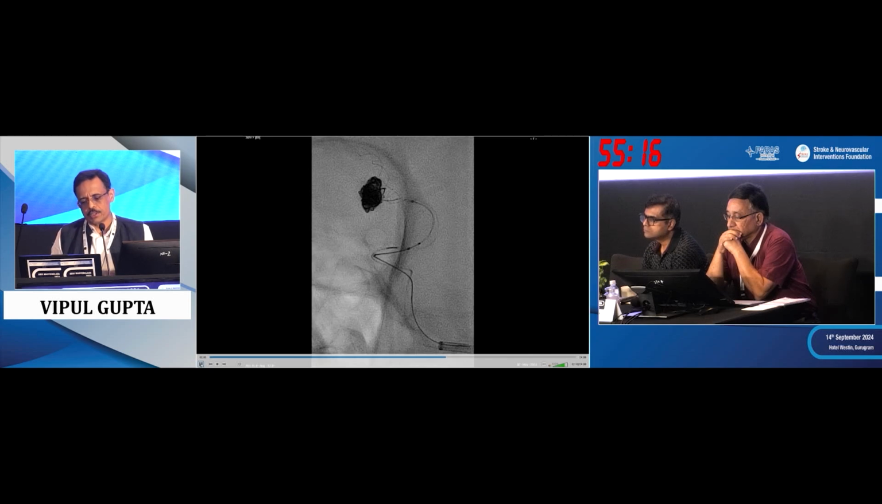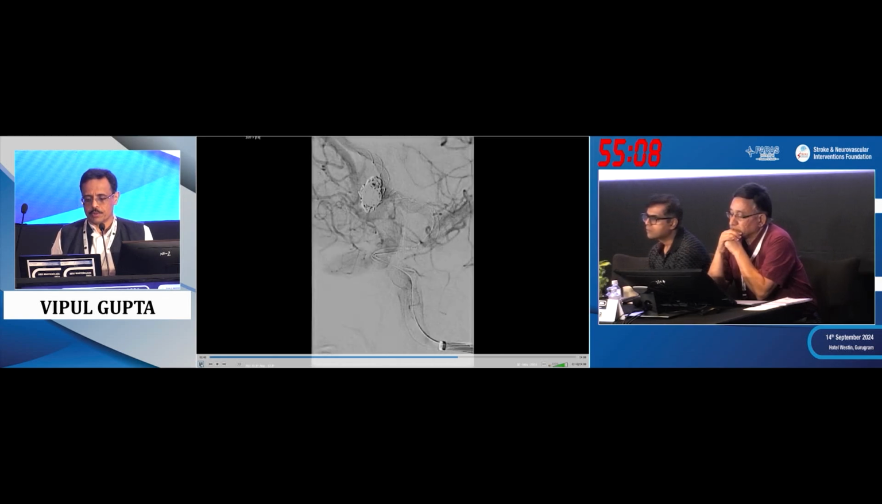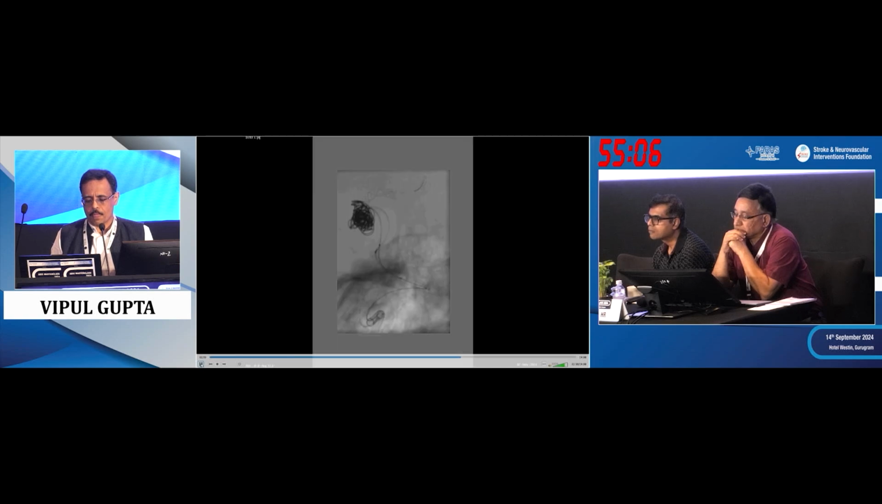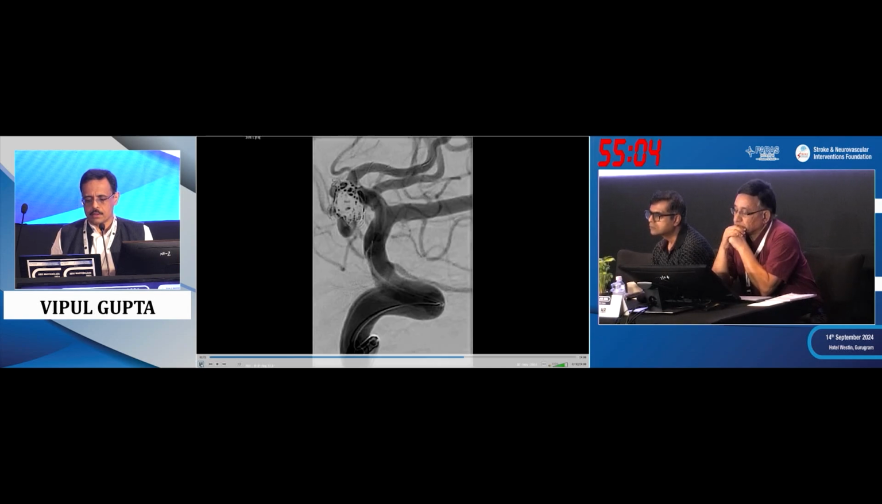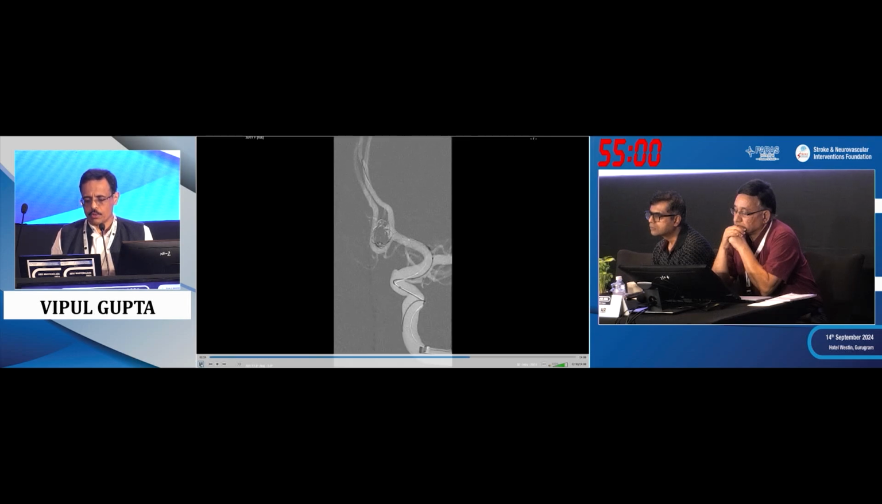And that was the reason I used a stent, because I wasn't sure with the balloon I'll be able to get it that hard, and I wanted some progressive thrombosis after the procedure. And now there is some stasis in that lobule. We withdrew the microcatheter, finished the deployment.